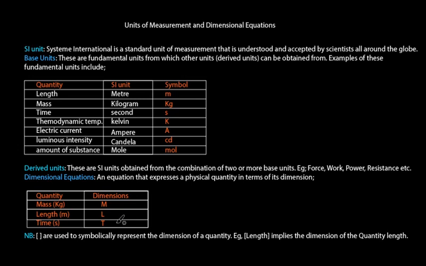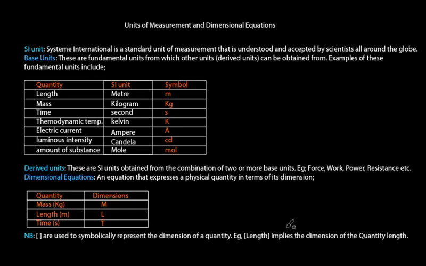Now to show that we want to find the dimension of a particular quantity, we use these two straight brackets over here. We use them to symbolically represent the dimension of a quantity. So for instance, if I open these two brackets and put length inside, this implies the dimension of length. It means I have to write L as my answer. So that is the dimension of length.